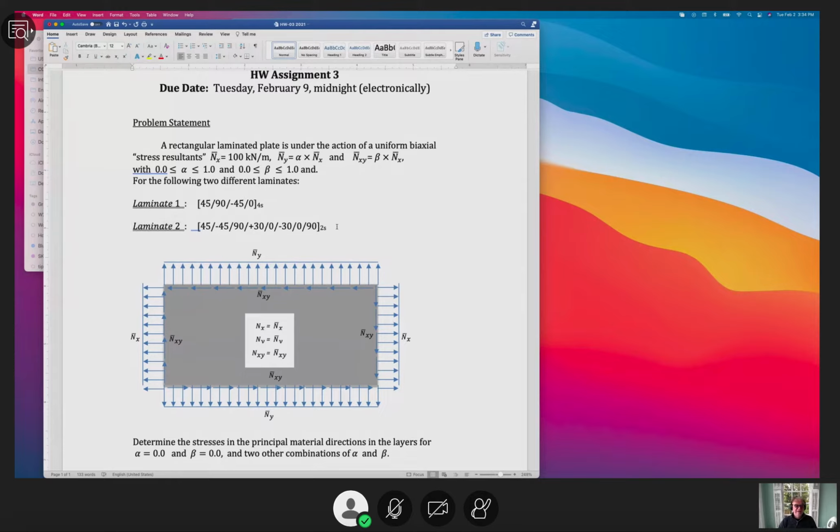The second laminate is not quasi-isotropic. This is repeated 4 times and symmetric with respect to the midplane. So there's a total of 4 times 4, 16, times 2, 32 layers in the layup. This is also 32 layers in the layup, symmetric, but it is plus/minus 45, 90, 30, 0, minus 30, 0, 90. And I'm also going to move the 90-degree ply here and get rid of the 90-degree ply from here.